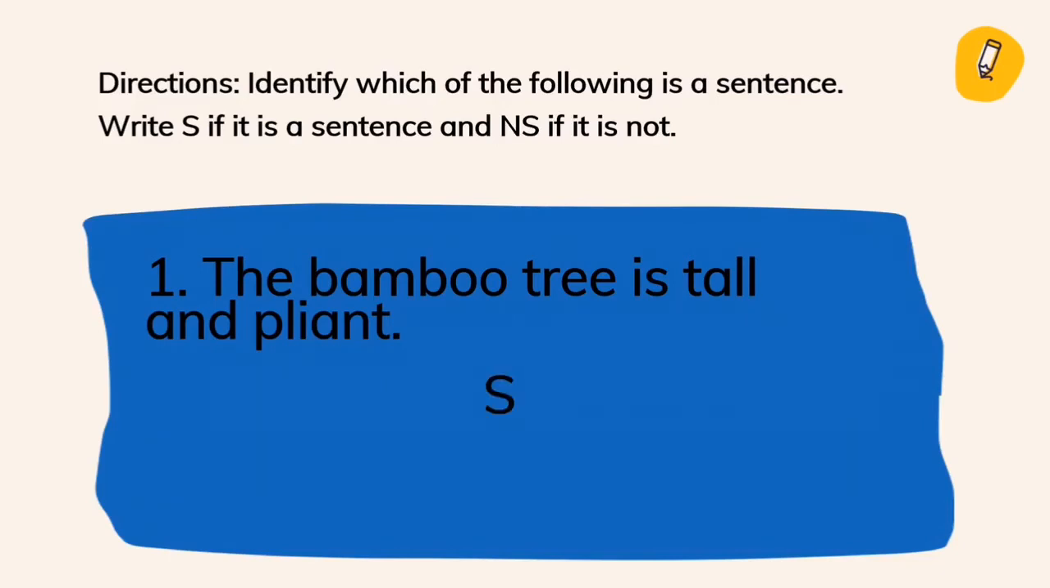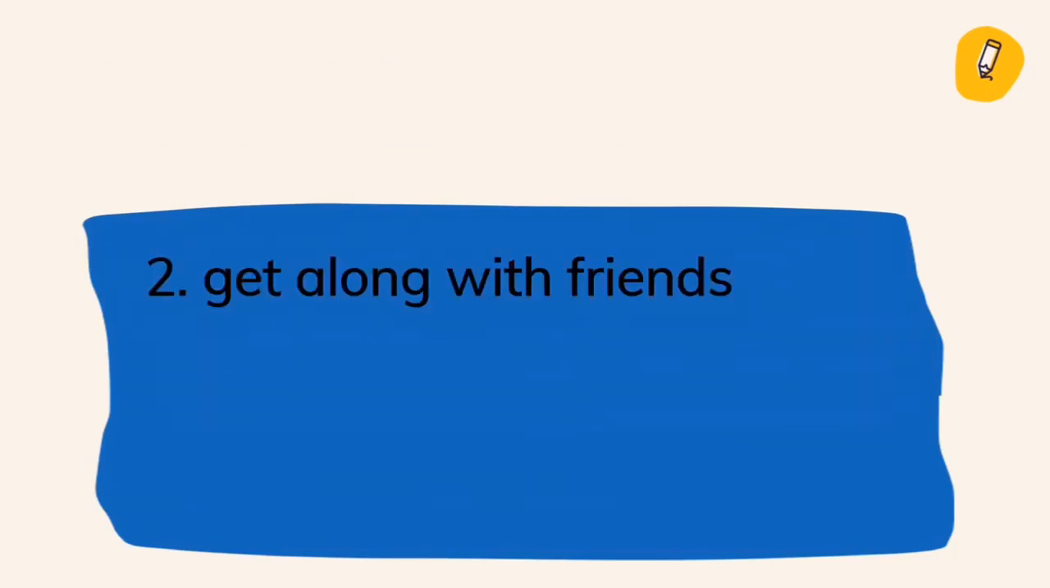First, it has a complete thought or idea. It starts with a capital letter. It ends with a period, and it has the subject and the predicate. Very good. Number 2, get along with friends. Is it a sentence or not? Correct. This is not a sentence.